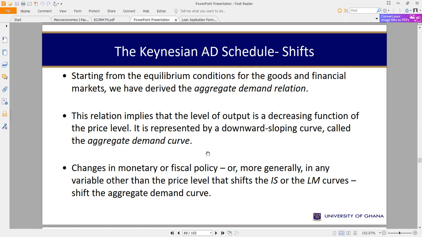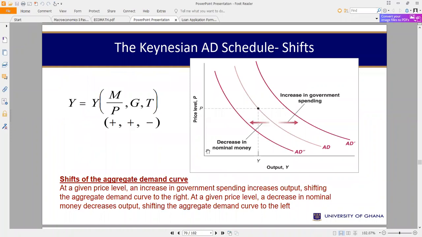Assuming there's no change in price at all, but then there's an increase in government spending. Remember, that's going to affect the IS curve. IS curve will shift to the right. At the same price, we'll see an increase in income, and that will result in a rightward shift in the aggregate demand curve. So let's look at the shifts in the aggregate demand curve. Now we've seen that output is a function of real money balance, government spending, and then tax. Okay, so whenever there are changes in any of these variables, if there's a change in nominal money supply, a change in government spending, a change in tax, we should expect a shift in the aggregate demand curve.